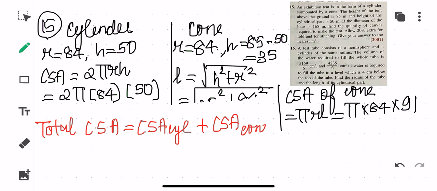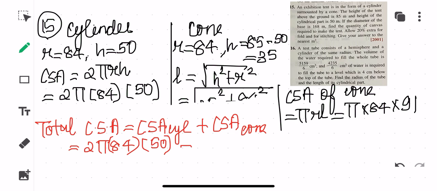Okay, so how much is the CSA of the cylinder, children? You have calculated this is equal to 2 pi into 84 into 50. If you want, you could have calculated here also, children, because 50 into 2 is how much? 100. So 8400 pi you will be getting. So anyway, it is completely fine, children. It just depends on how you want to do it.